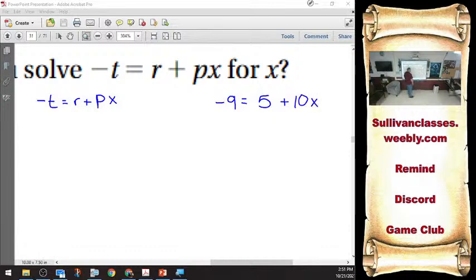10x. How would you solve this? I'd start with that number, that 5 right there. Subtract 5 and then divide by 10. Same thing, but they're not going to disappear. They just move. They stay butt ugly.